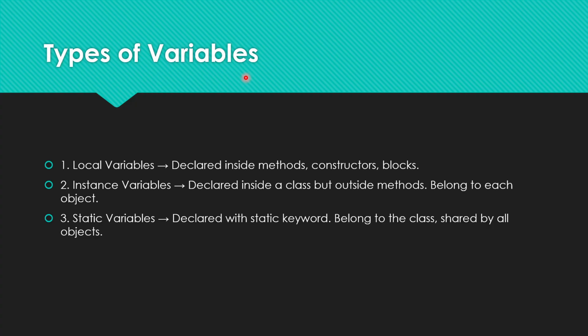Types of variables. Local variables are declared inside methods, constructors, or blocks. These are accessible and modified within that scope or block only.